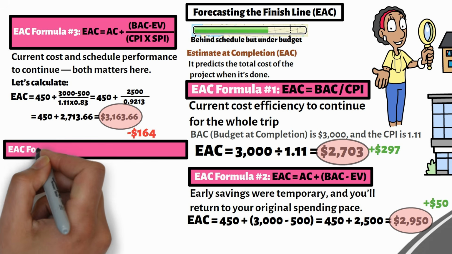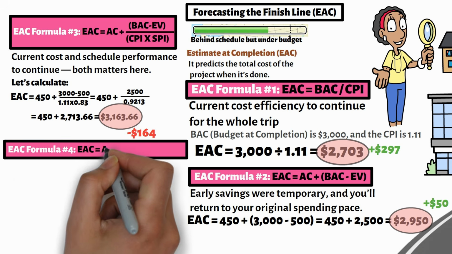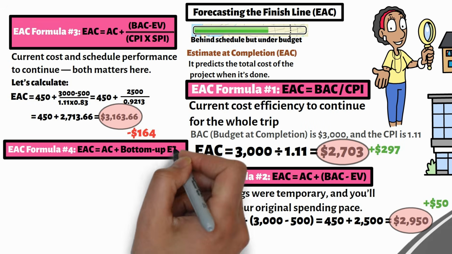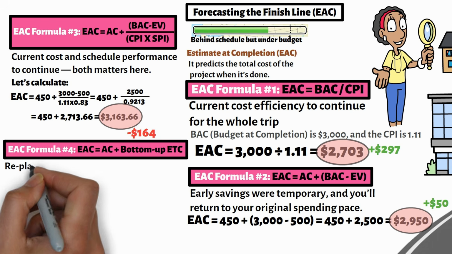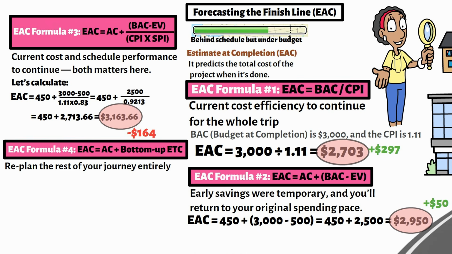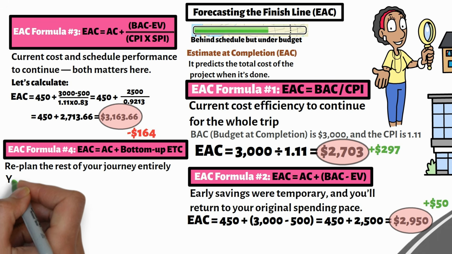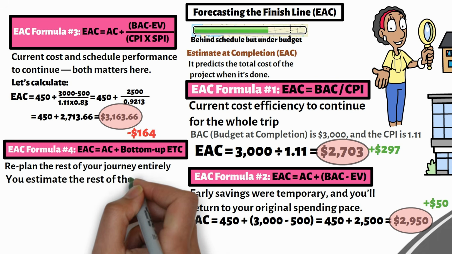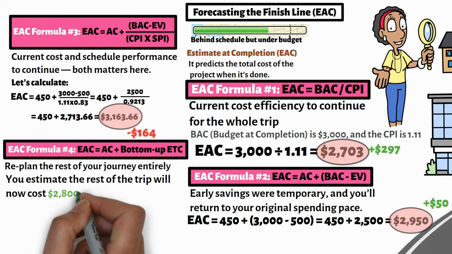The fourth EAC formula is EAC equals AC plus bottom-up ETC. This one is for when you replan the rest of your journey entirely. It's a fresh estimate from scratch. Let's say you decide to change the route or visit more attractions and make it a real adventure. You estimate the rest of the trip will now cost $2,800.